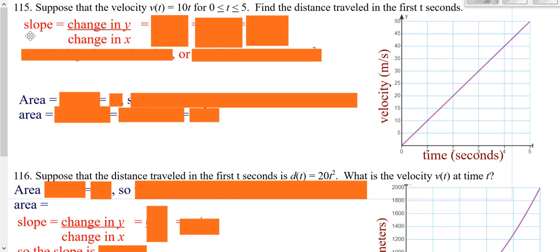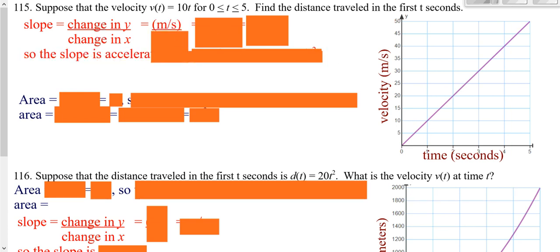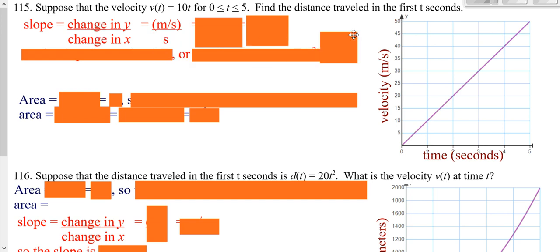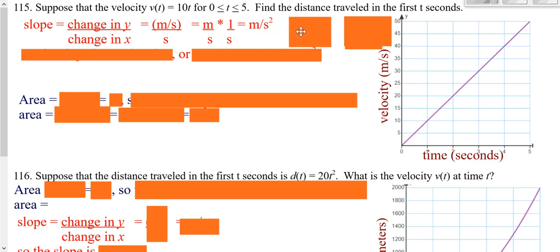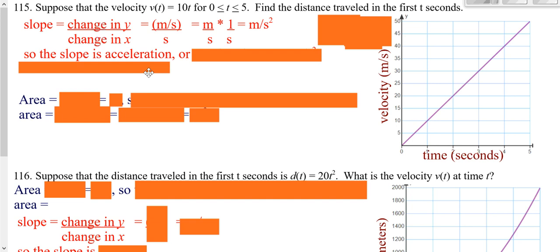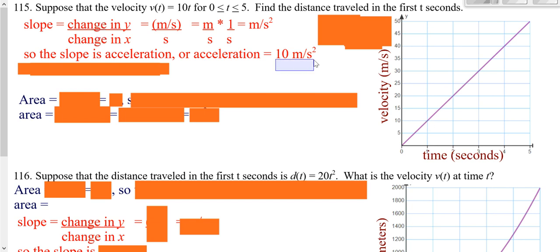If you wanted to find your slope of this and what that would mean, it would be change in y, while your output is meters per second, over change in your input, which is seconds. So when we work that out, instead of dividing by seconds, we multiply by the reciprocal, 1 over seconds, so we get meters over seconds squared, which is your units for acceleration. Or acceleration in this case, when you look at your slope of a straight line, which is 10, your acceleration would be 10 meters per second squared.